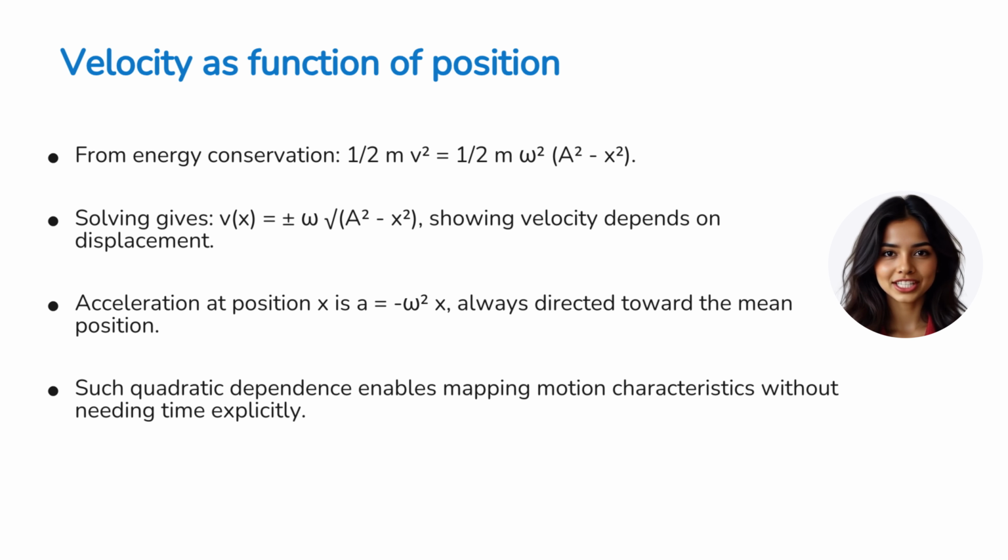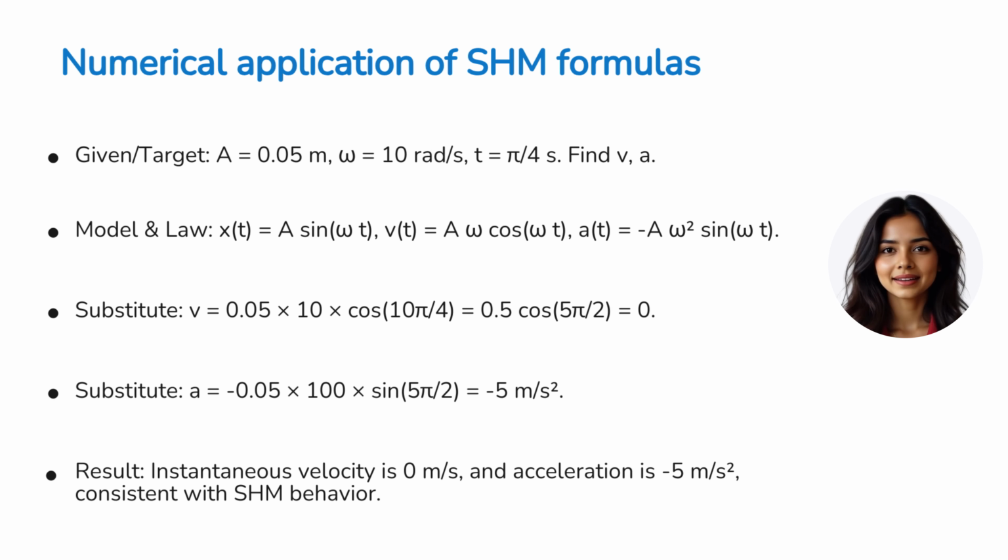This quadratic relationship between velocity and displacement means we can understand the characteristics of the motion without even knowing the exact time. Imagine you're watching a child on a swing and noticing how their speed changes with their position along the arc. The energy perspective gives you a perfect way to predict that speed right from where they are, skipping time altogether. Alright, time for some number crunching.